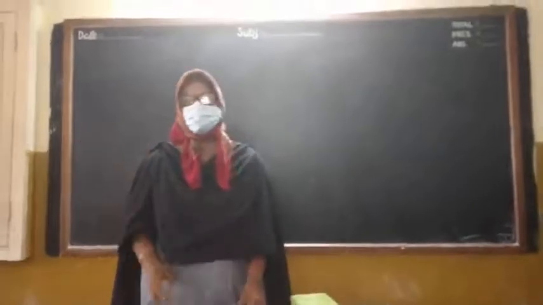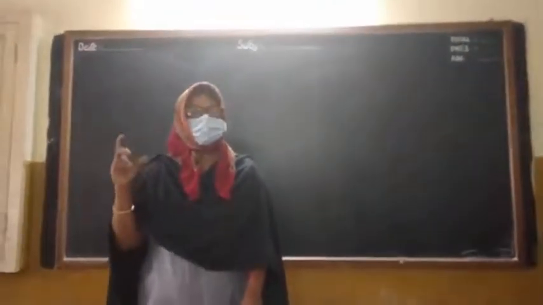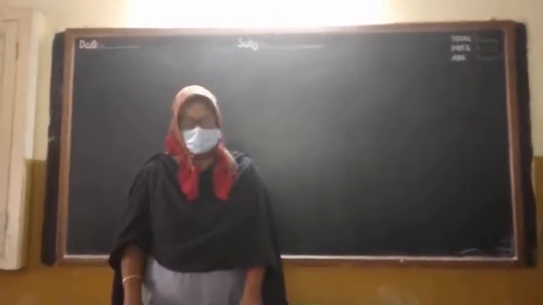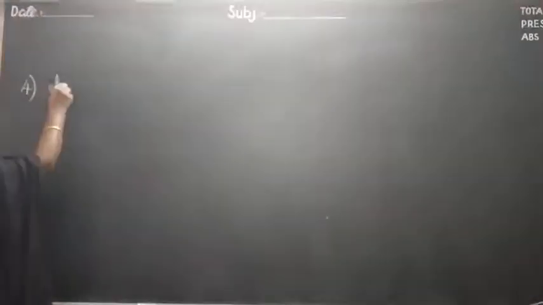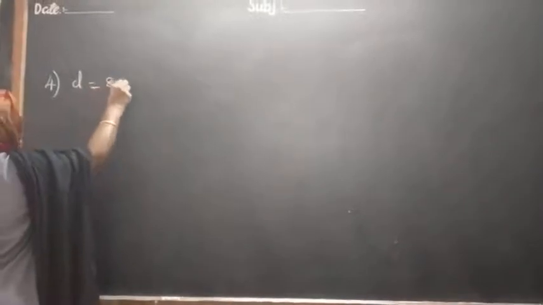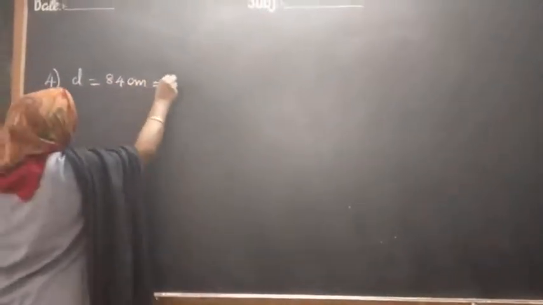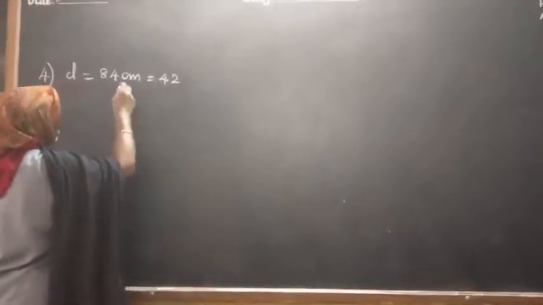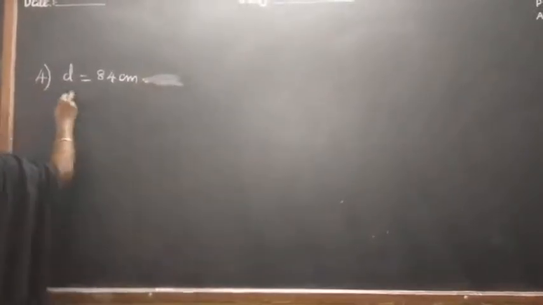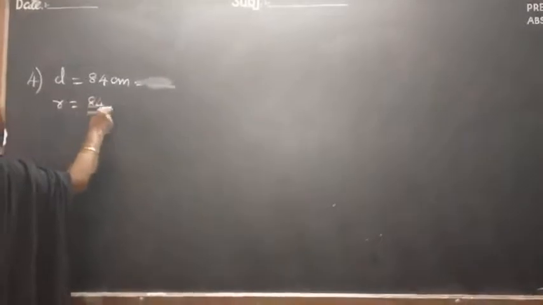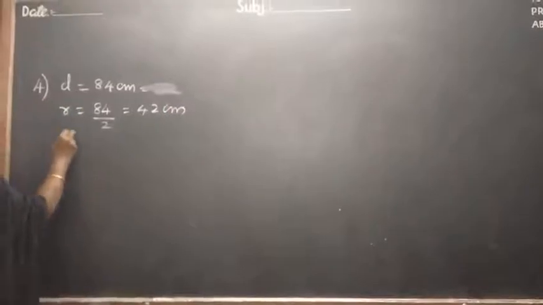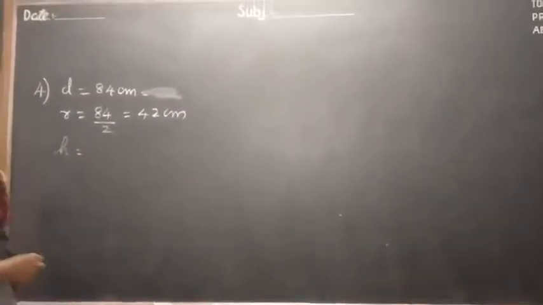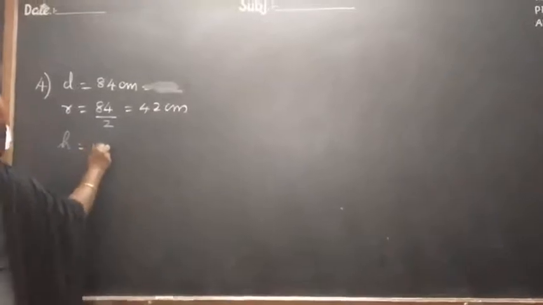So what is the shape of the roller? That is a cylinder. The diameter is given as 84, so D is equal to 84 centimeter. The radius will be equal to 84 divided by 2, that is 42 centimeter. Now the height, that is the length of the roller, is given as 120 centimeter.